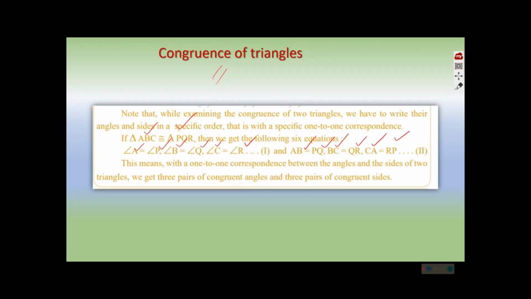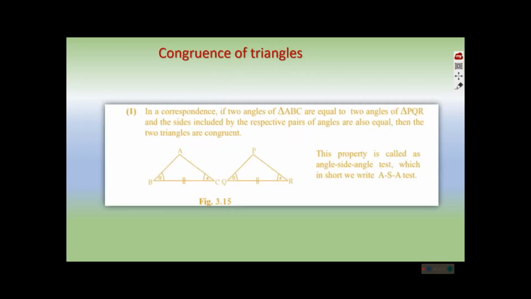एक ट्रायंगल दूसरे ट्रायंगल के बराबर ऊपर बैठ जाएंगे. सो देयर आर 3 पेयर्स ऑफ कॉन्ग्रुएंट, 3 एंगल्स एंड 3 साइड्स शुड बी कॉन्ग्रुएंट. तीनों एंगल भी मैच होना है, साइड भी मैच होना है, तभी हम बोलेंगे द ट्रायंगल्स आर कॉन्ग्रुएंट. नाउ लेट अस गो अहेड. कॉन्ग्रुएंस के लिए क्या क्या तरीका है?